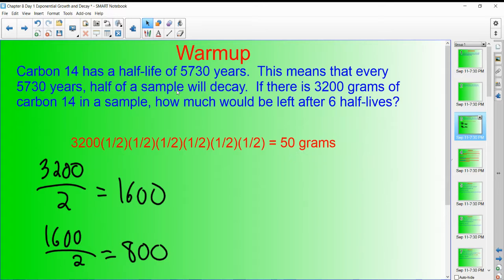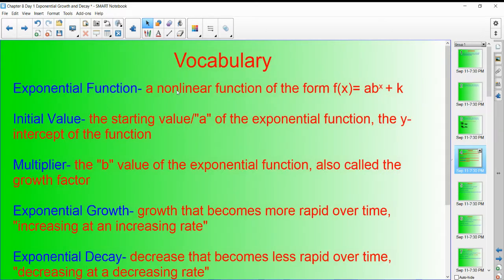Now, this is carbon dating. This is really important. This is how we've determined the age of some fossils. And half-life is an example of exponential decay. So today, we're going to talk about exponential functions. We're going to learn that they have an initial value. They have a multiplier. There's going to be an asymptote.